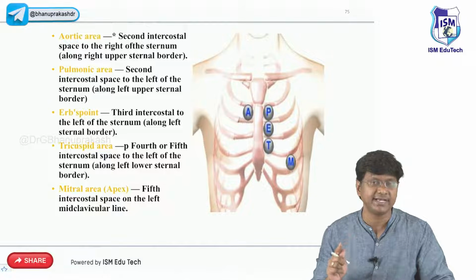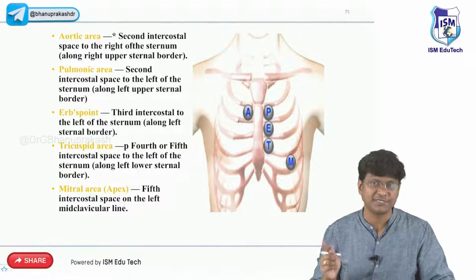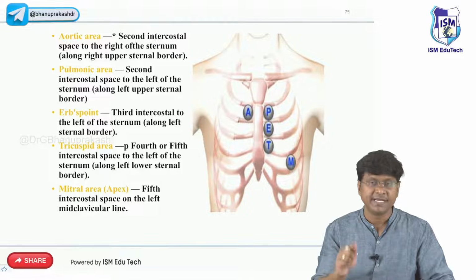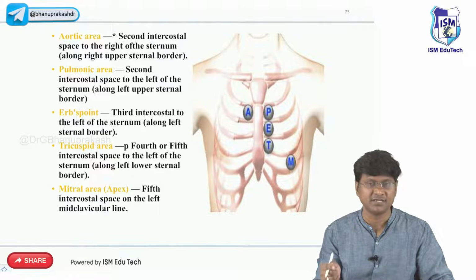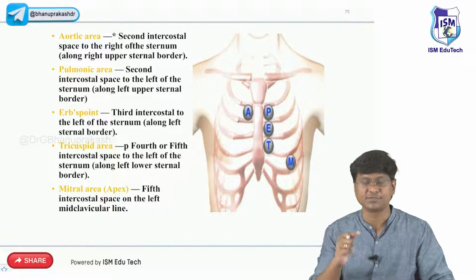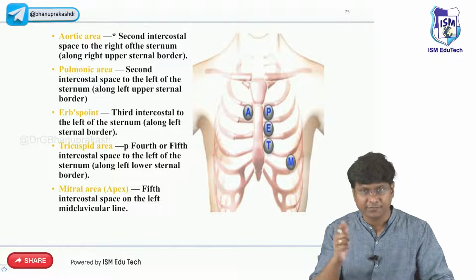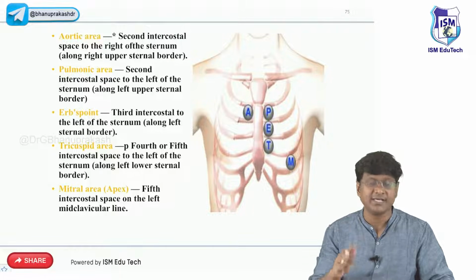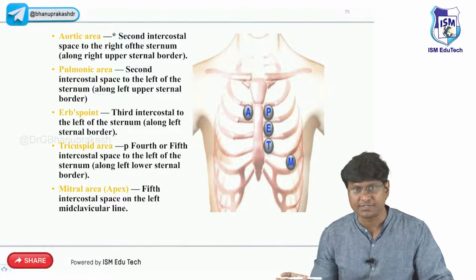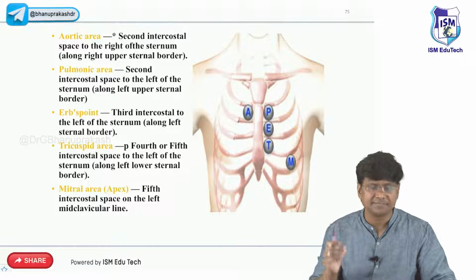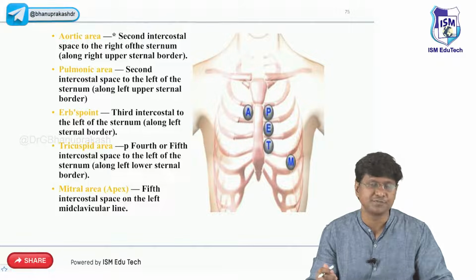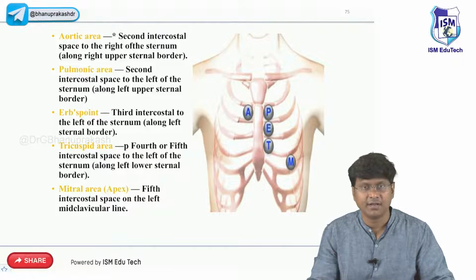Aortic area is in the second right intercostal space, parasternal line. Pulmonary area is in the second left intercostal space, parasternal line. Erb's point, third left intercostal space, parasternal line. Tricuspid area, fourth left intercostal space, parasternal line. Mitral area, it corresponds to the apex, right? Which is usually in the left fifth intercostal space in the midclavicular line.